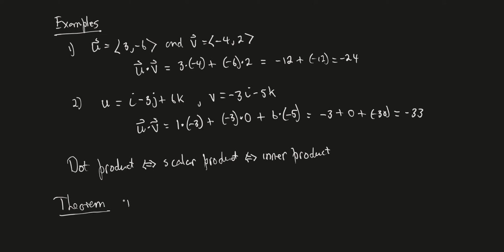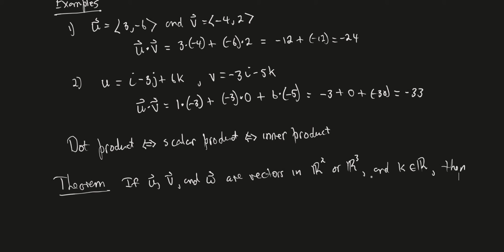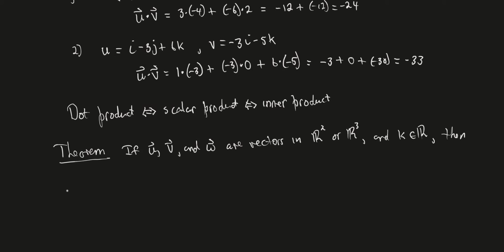And this theorem requires three vectors. So if u, v, and w are vectors in R2 or R3, right? And if k is a scalar, then here are a couple important things. And a lot of these, you often take for granted, but it's nice to at least state them to say, okay, yep, this is a real thing. We can actually do this.